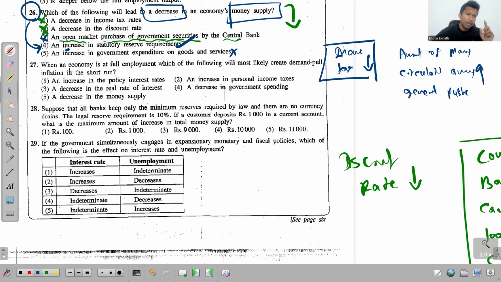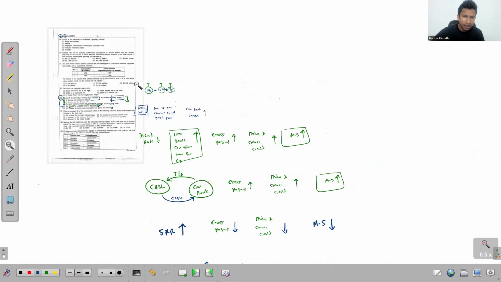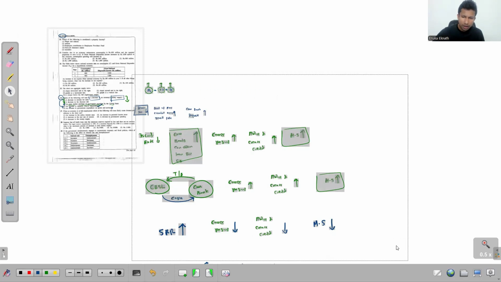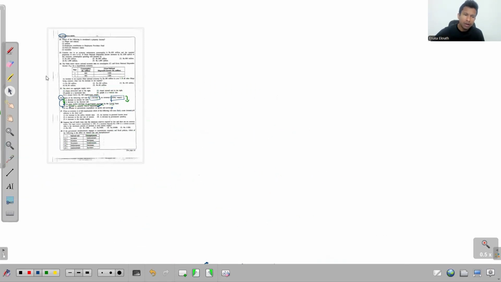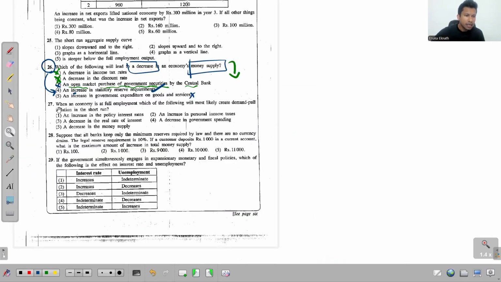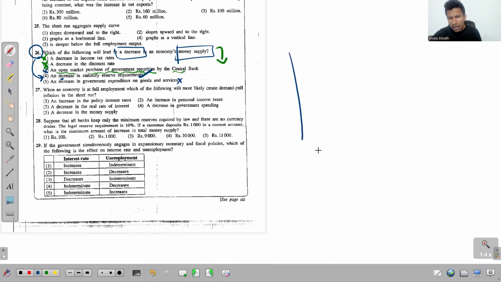27th one says, when an economy is at full employment, which of the following will most likely create demand pull inflation in the short run, right? In the short run. Okay, so let's discuss it in this way. Just imagine that the economy is operating at this point.